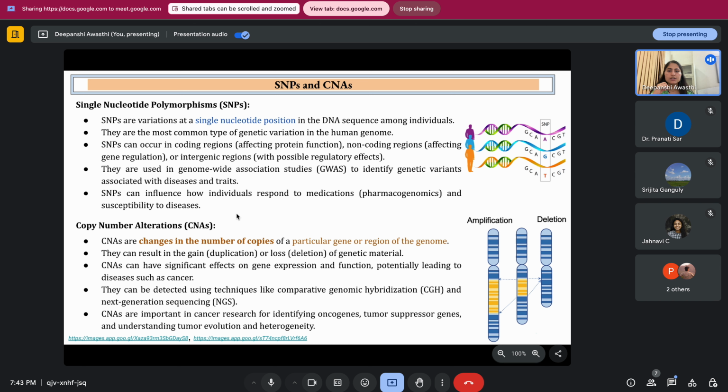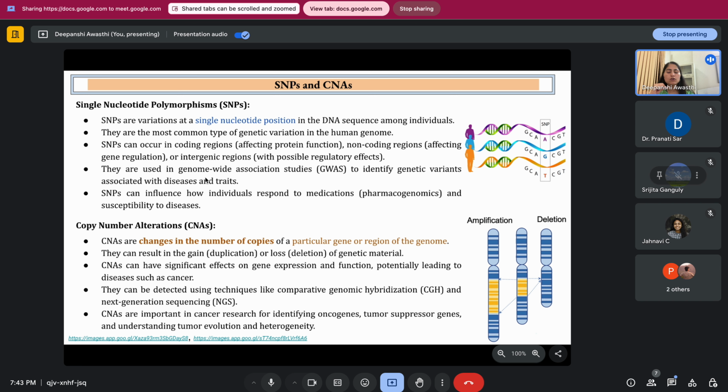Now I'll quickly talk about the SNPs and copy number alterations. SNPs are single nucleotide polymorphisms in which only a single position, a single nucleotide, is changing across the DNA sequence among different individuals. That's why it is referred to as single nucleotide polymorphism, because multiple DNAs are compared and only a single nucleotide is changing, and the rest is common, so it is polymorphism. And then it could occur in coding regions or non-coding regions or intergenic regions. It could be present anywhere. We are not restricting it to only coding regions.